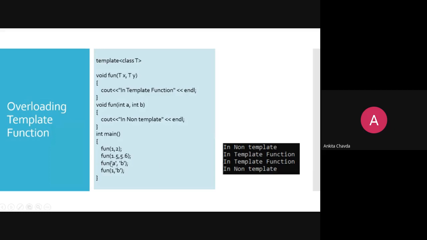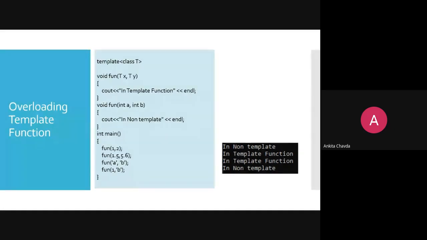Again, the next time you are giving characters. For the character you haven't specified any function, so it will go to the generic function and be executed like this. And at the last one, with the character b, the character can be converted into an integer. It will check the first argument, which exactly matches the integer one, and this character can be converted into an integer, so it will call this function, not the generic function. So again you are in a non-template function. This is what we have seen in overloading template function.